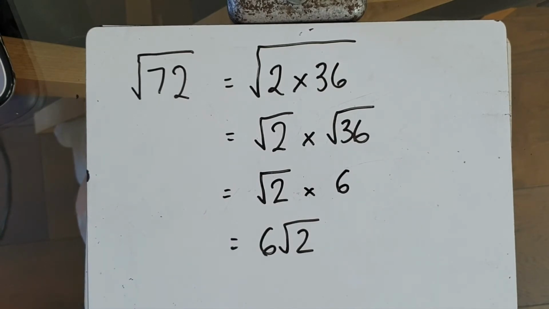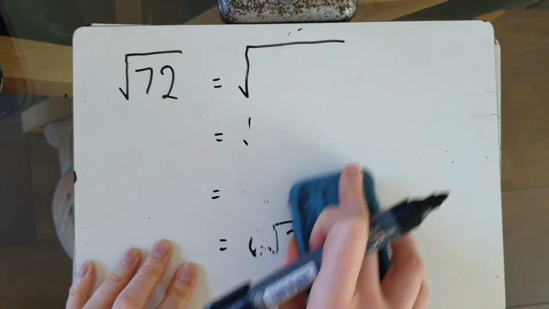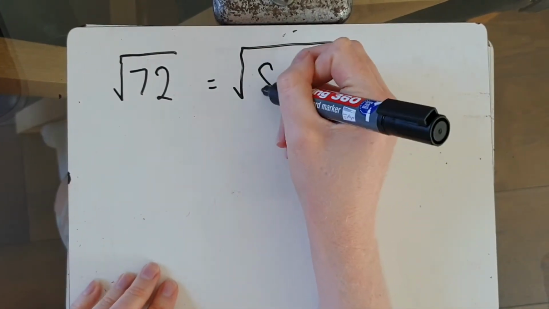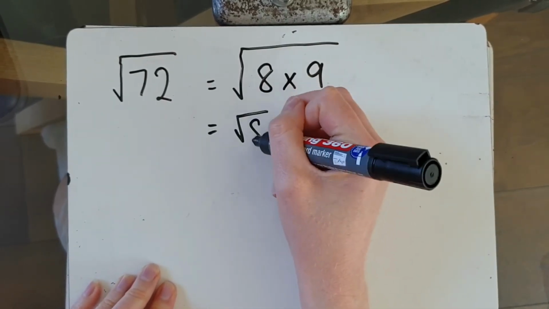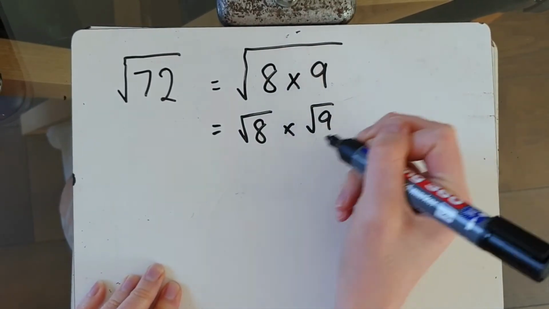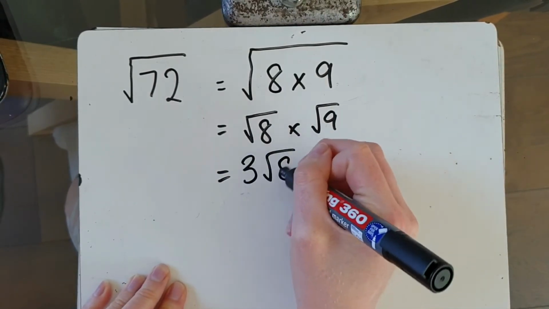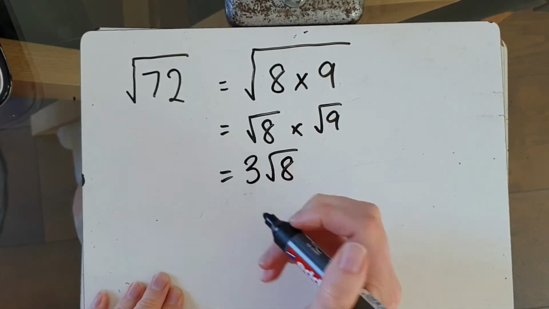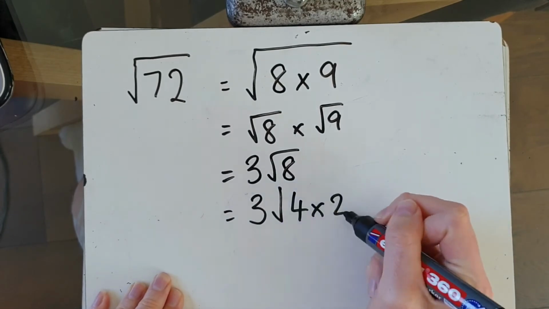Now, if we didn't manage to find the biggest square number first time round, so let's say for root 72, we actually decided that that was root 8 times 9. Do the same as we did before, we can split that into root 8 times root 9. Root 9 is 3, so that gives us 3 root 8. However, this isn't simplified. There's still a square number in here. This would be 3 root 4 times 2.